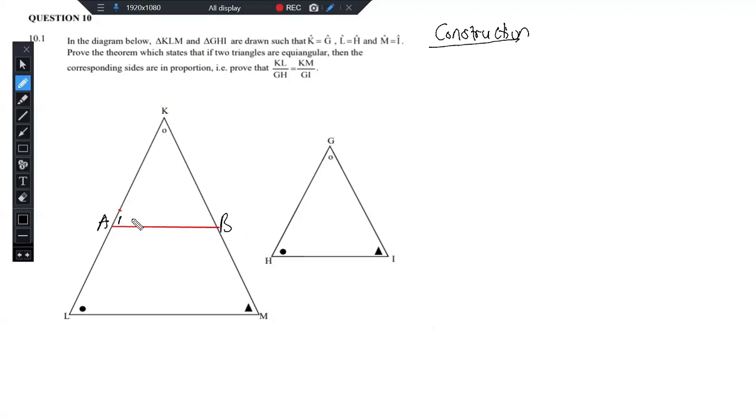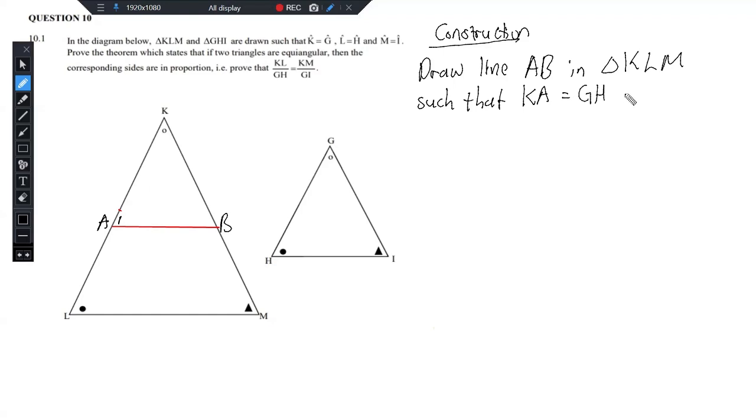So this is not the one whereby we prove it based on similar triangles or we prove it based on the area. This is the one where we prove it based on congruence, right? So now have a look at how we're going to prove this. So our construction will say, let's draw line AB in triangle KLM such that KA will be equal to GH and KB will be equal to GI. And then from here, you then want to start with your proof.